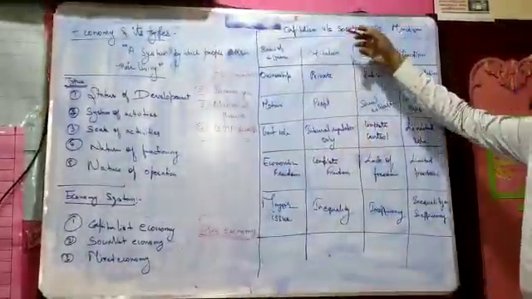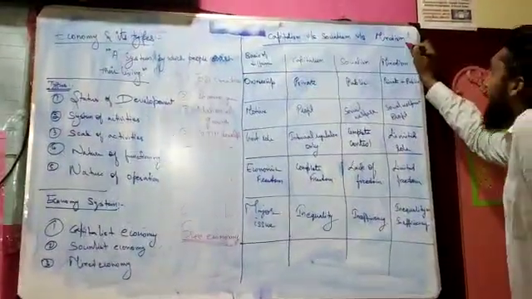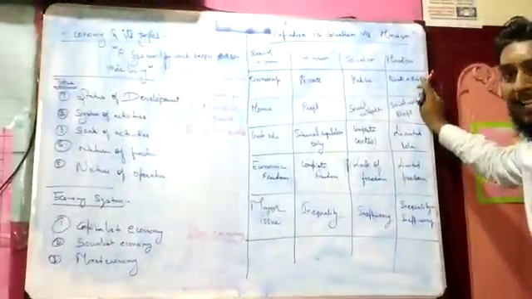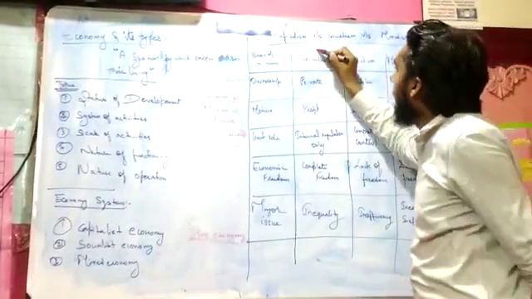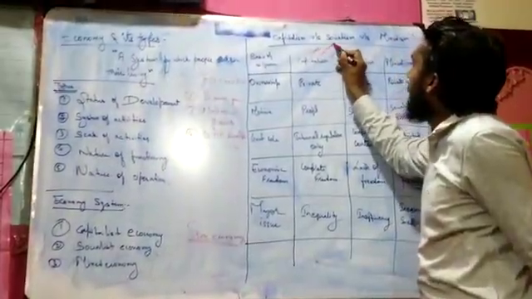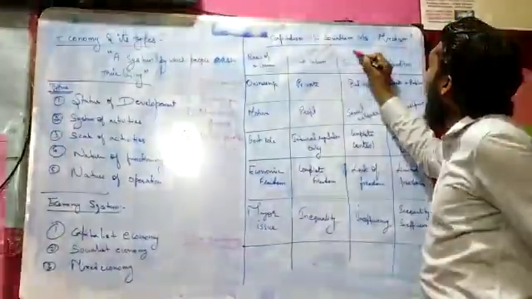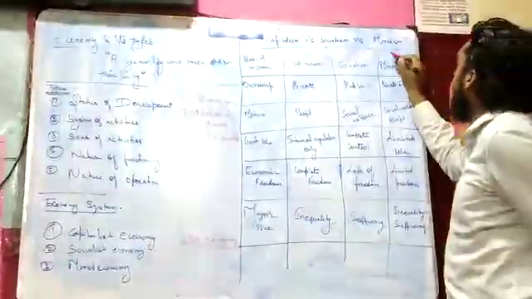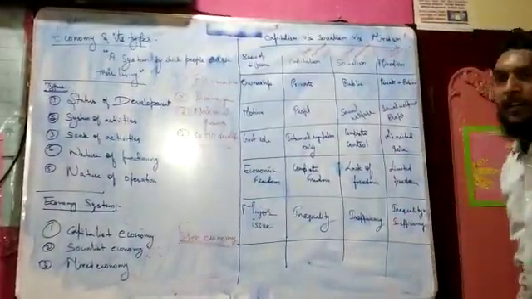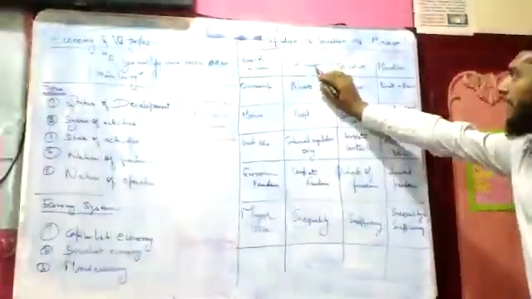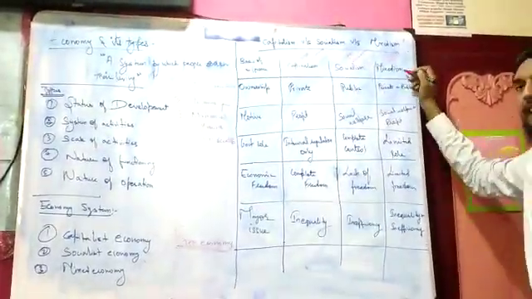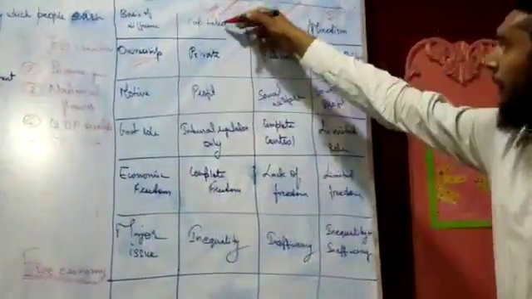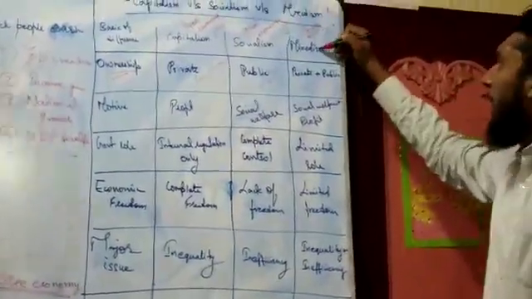Okay, let's see capitalism versus socialism versus mixed economy, the differences between them. We already understand what capitalism is: a free economy. Socialism is a social economy. And mixed economy is a combination of both. So let's see the basic difference. Capitalism is a free economy, socialism is a social economy, mixed economy is a combination of public and private sectors. First point, ownership. Private owner in capitalism, public owner in socialism, mixed public and private.